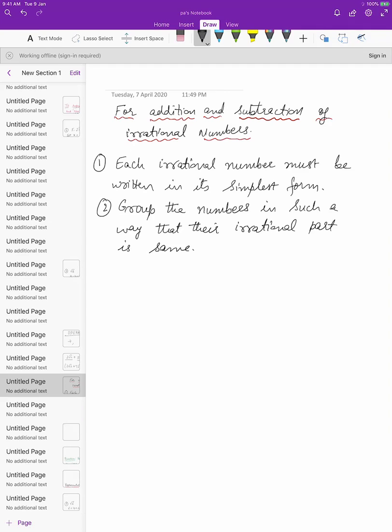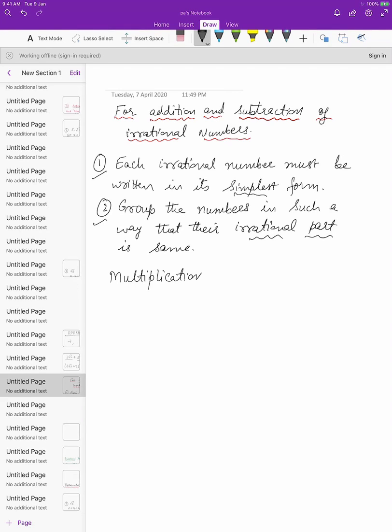So now let us conclude that for addition and subtraction of irrational numbers, the first point is that each irrational number must be written in the simplest form, and secondly, we have to group those numbers together which have the same irrational part. Then only the irrational numbers can be added or subtracted. Now let us come to multiplication and division.